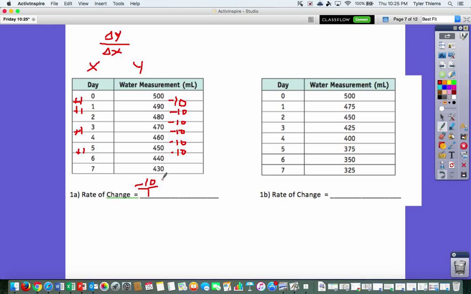So this is 10 milliliters, ml, per 1 day. Make sure you label this. I got milliliters from here, and I got days from here. It's really the water measurement in milliliters per day. So the rate of change of this is going down by 10 milliliters per day. Press pause and do 1B on your own.